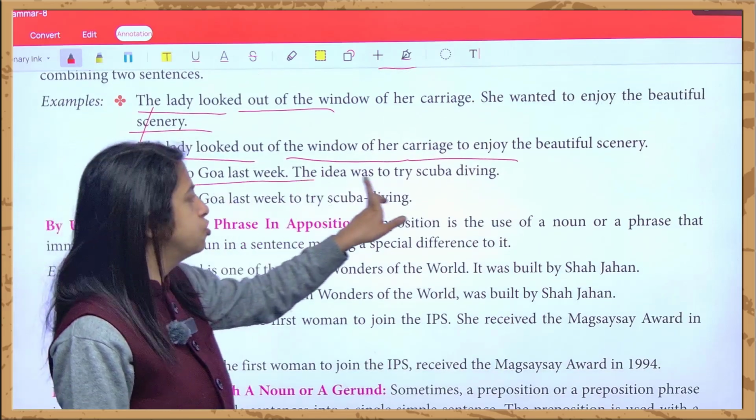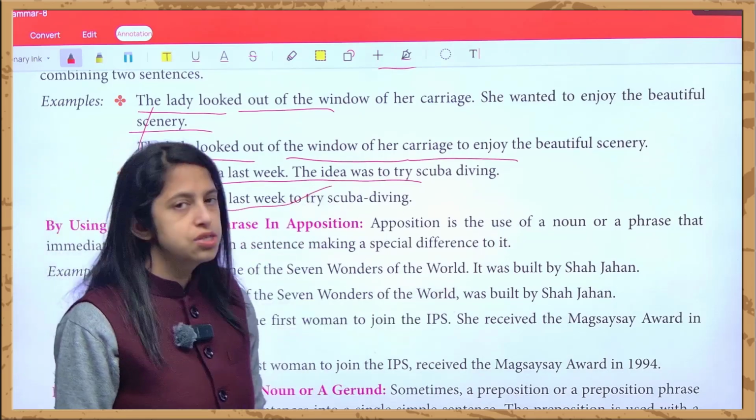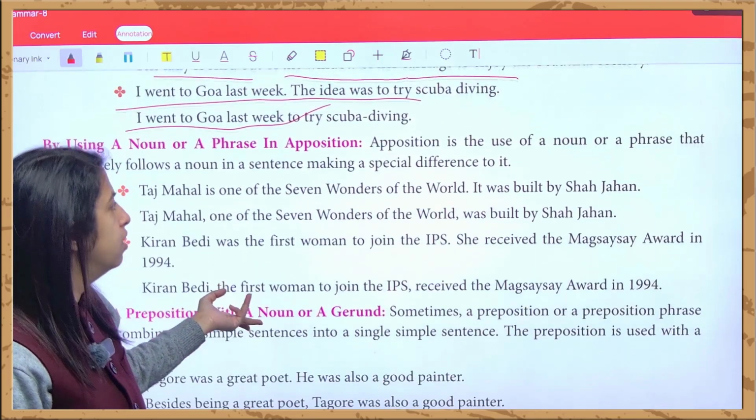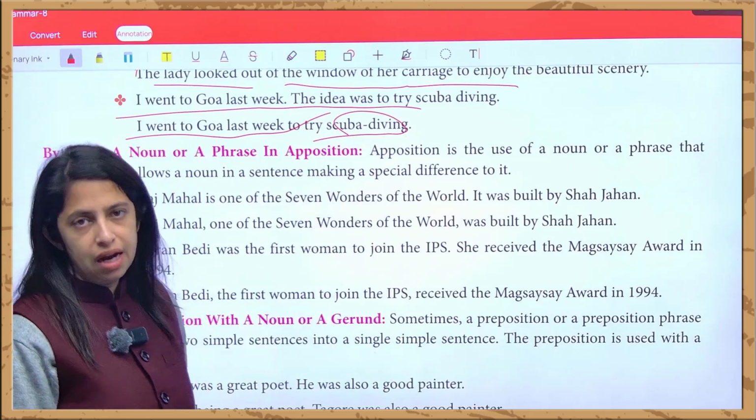I went to Goa last week and the idea was कि हम वहाँ पे scuba diving करेंगे. I went to Goa last week to try scuba diving. Okay, this diving is done inside the water to see the marine life.